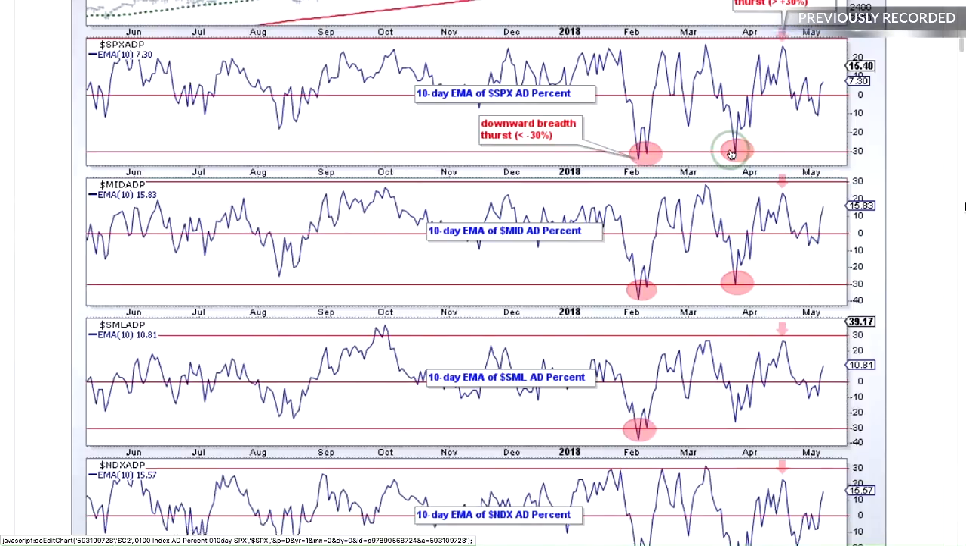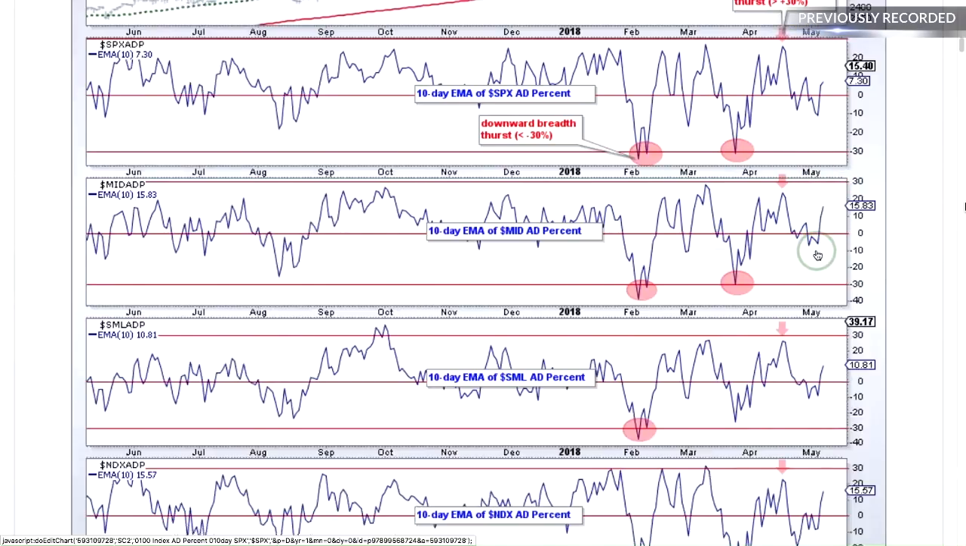And that's what I'm looking for to suggest that we've ended the correction in the S&P 500, because basically we've been moving sideways in 2018. So that's basically a rest within a bigger uptrend, as I showed in Chart Watchers over the weekend. So we need to get a couple more big days to get above plus 30% there.